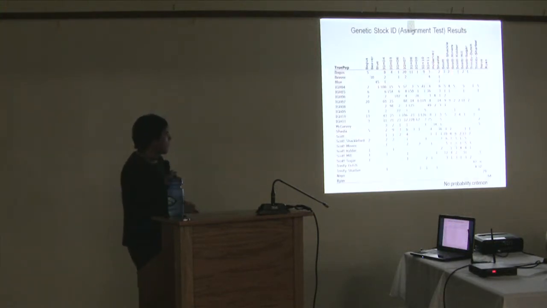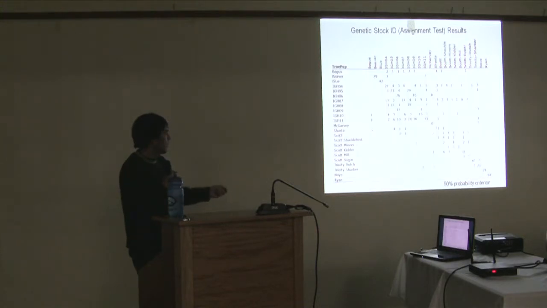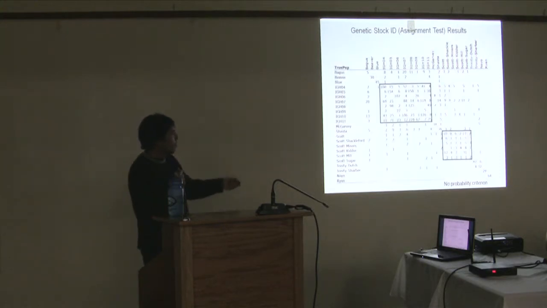So this is another one of those genetic stock ID assignment test tables, and I'm just putting circles here around the boxes that set off all the Scott River samples and all the Iron Gate samples, so you can see that again there's just a tremendous amount of similarity between them. And I should say this is when you don't actually ask the question, how likely is that assignment to the population of origin, but just what's the most likely one.